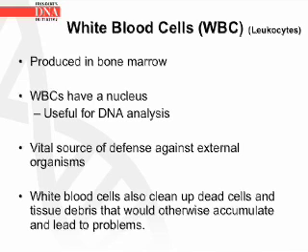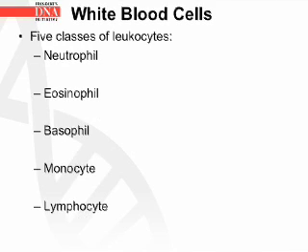White blood cells, also known as leukocytes, are produced in the bone marrow. White blood cells have a nucleus, which is useful for DNA analysis. They are a vital source of defense against external organisms. White blood cells also clean up dead cells and tissue debris that would otherwise accumulate and lead to problems. There are 5 classes of leukocytes: neutrophil, eosinophil, basophil, monocyte, and lymphocyte.